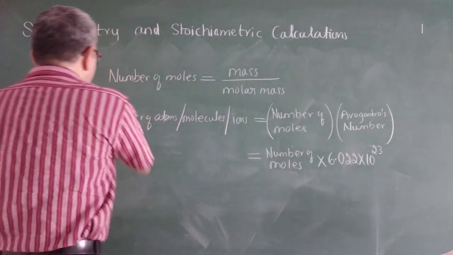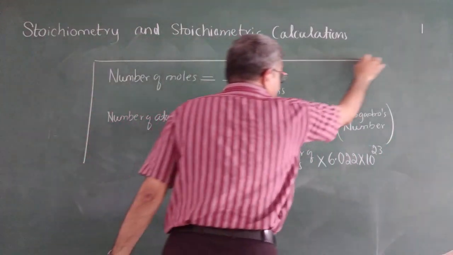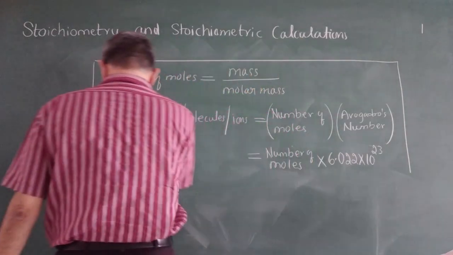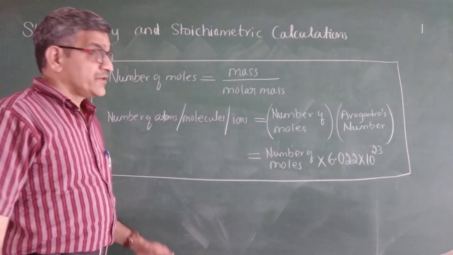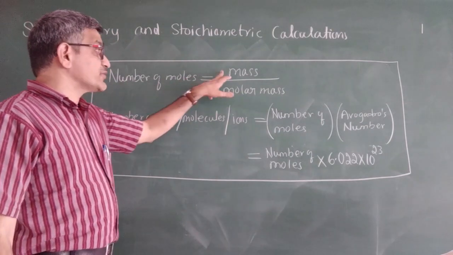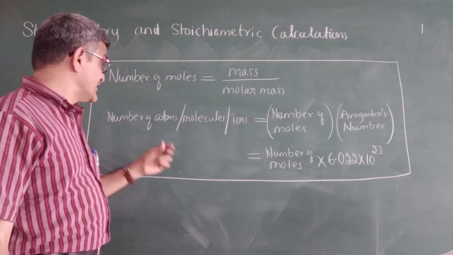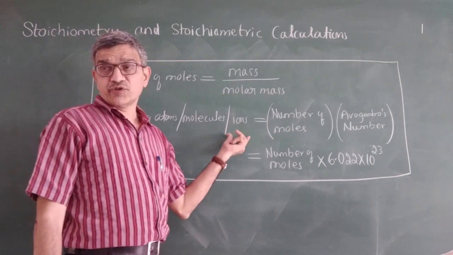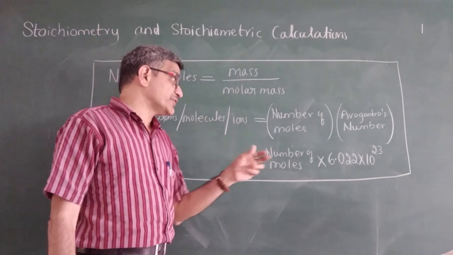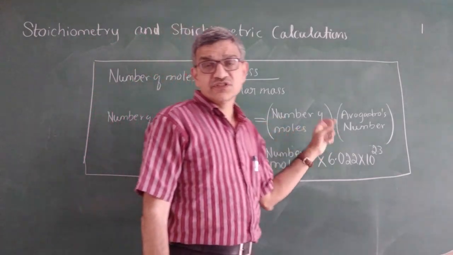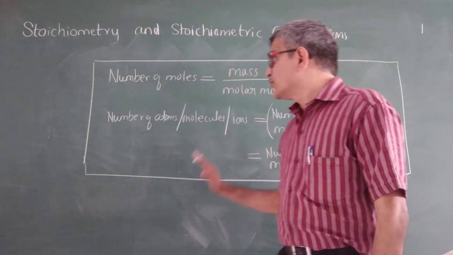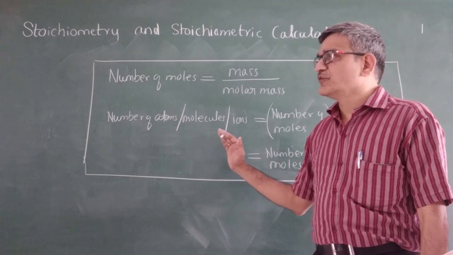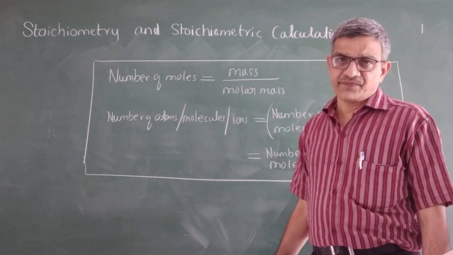So these are very important concepts. Number of moles can be calculated by mass divided by molar mass. Number of atoms, ions, particles or molecules can be obtained by number of moles into 6.022 into 10 raised to 23. Based on those, let us take a few problems in the next class.